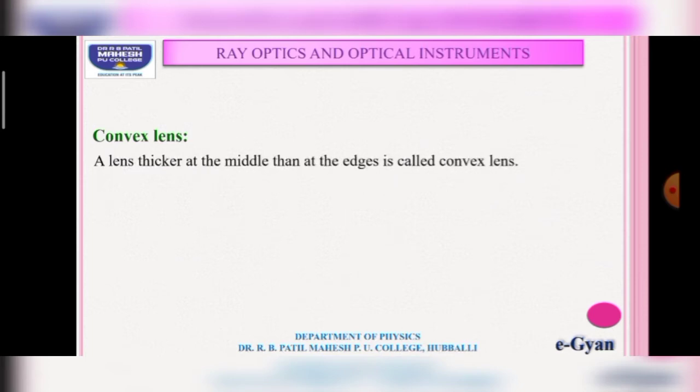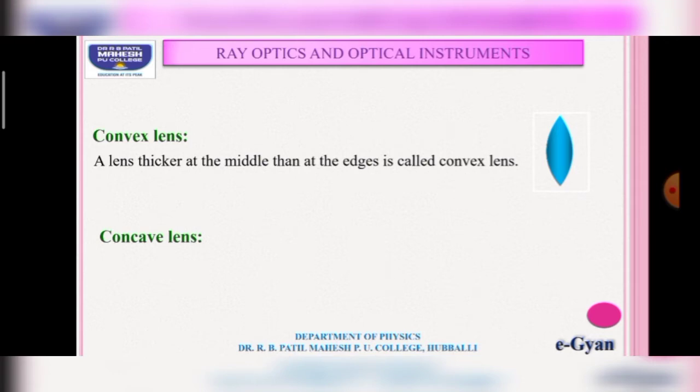Now let us define the convex lens and the concave lens. Commonly used lenses are concave and convex. Let us see what a convex lens is. A lens thicker at the middle than at the edge is called a convex lens. These lenses are thick at the middle and thin at the edge, and such lenses are called convex lenses, and even these convex lenses are called converging lenses.